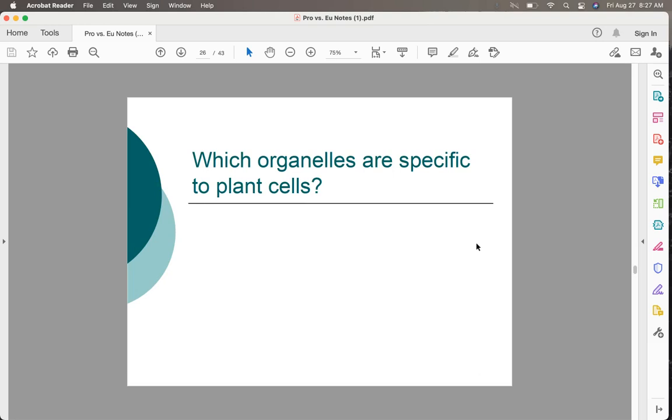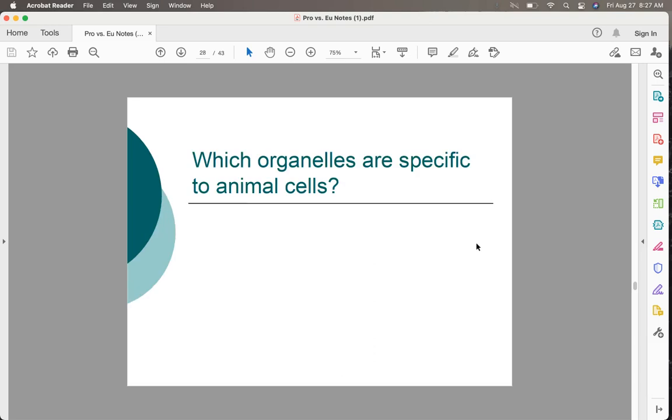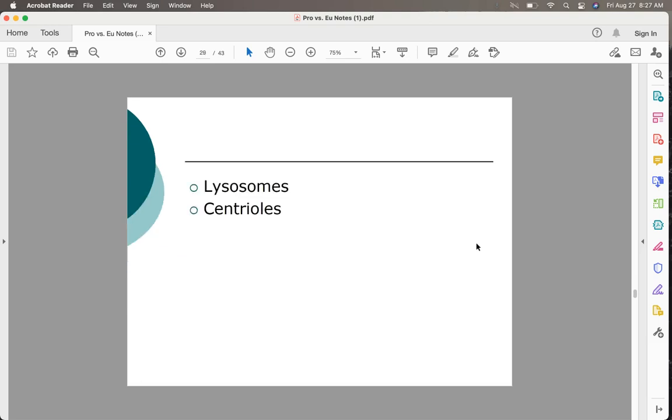Which organelles are specific to plants? Do you remember what they were? We have a large central vacuole, cell wall, chloroplasts. There we go. Which organelles are specific to animals? There's two of them. Do you remember what they are? It's lysosomes that are used for waste removal and centrioles, which are used in cell division.